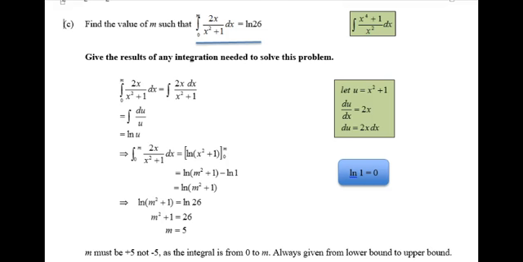So in the question, I've got an integral equals log 26, which means log of m squared plus 1 equals log 26. Solving that, I end up with m equals 5. Now it's only positive 5 because our limits for integration always go from smallest to highest. So it must be going from 0 to 5 and not 0 to negative 5. So only m equals 5.